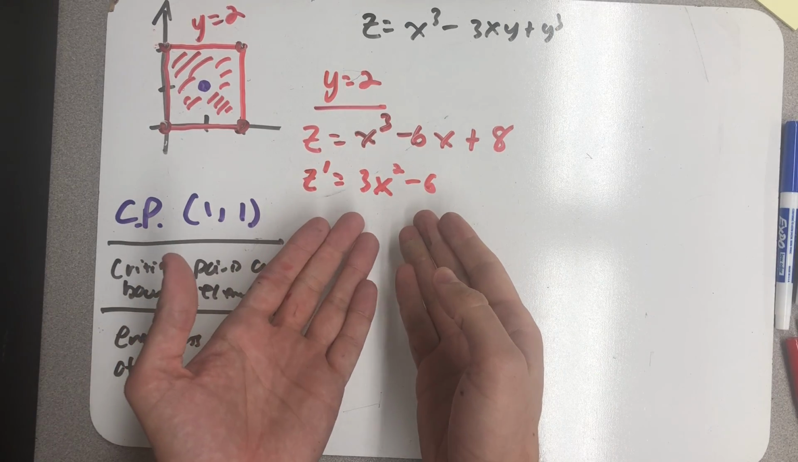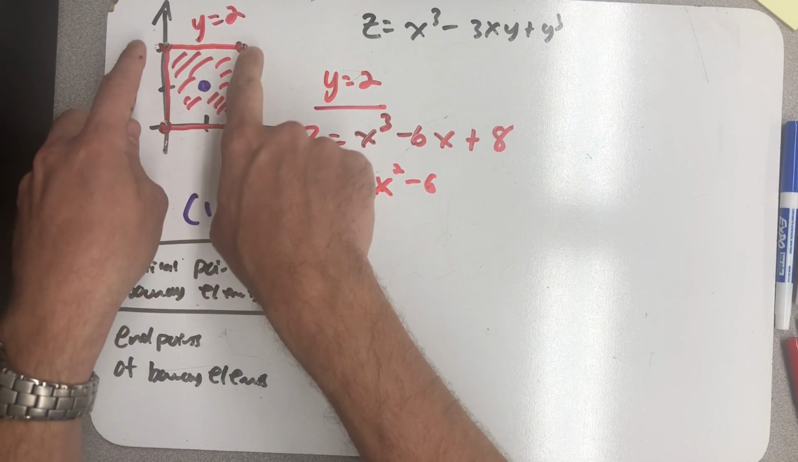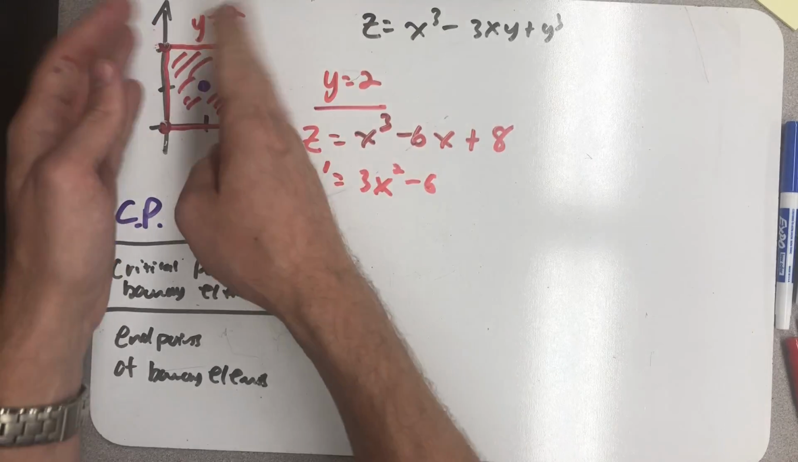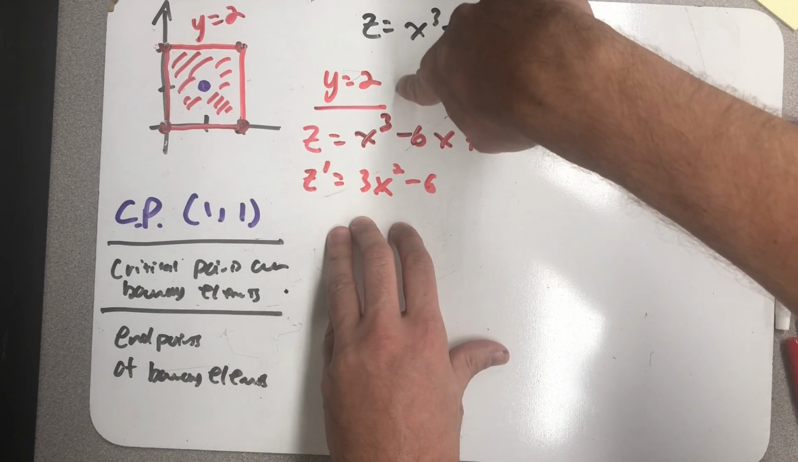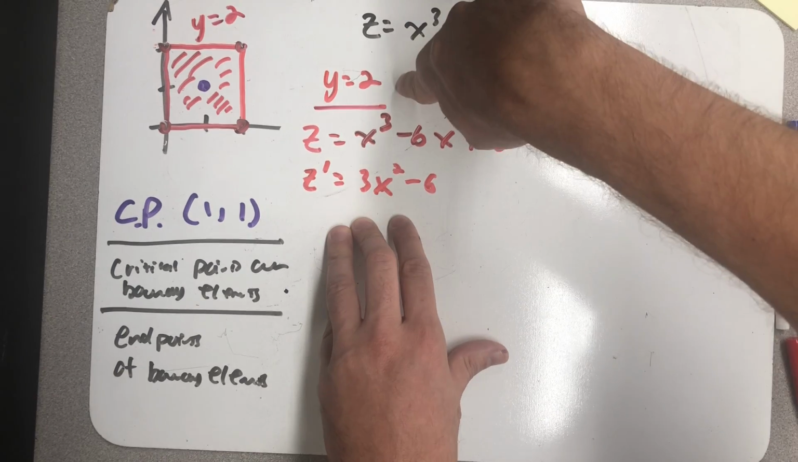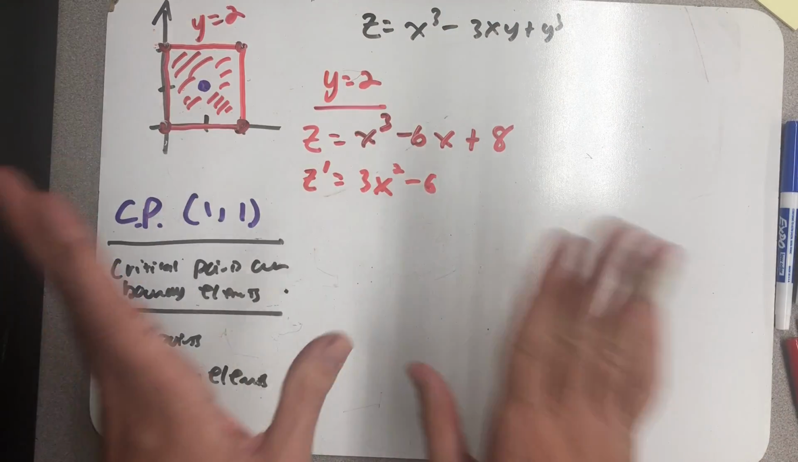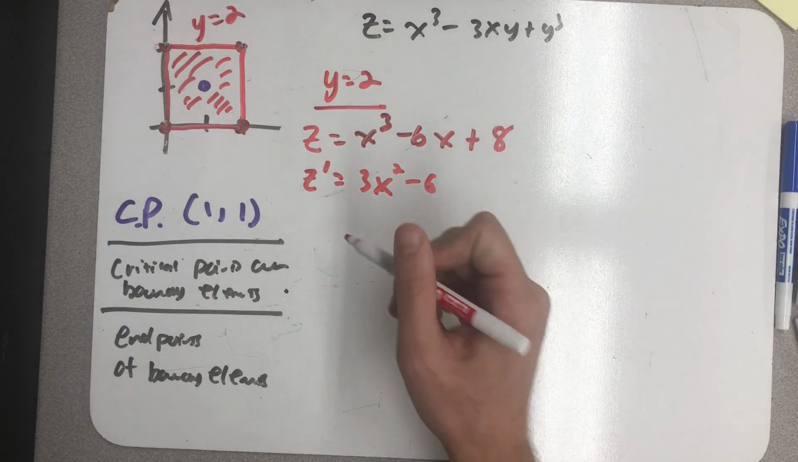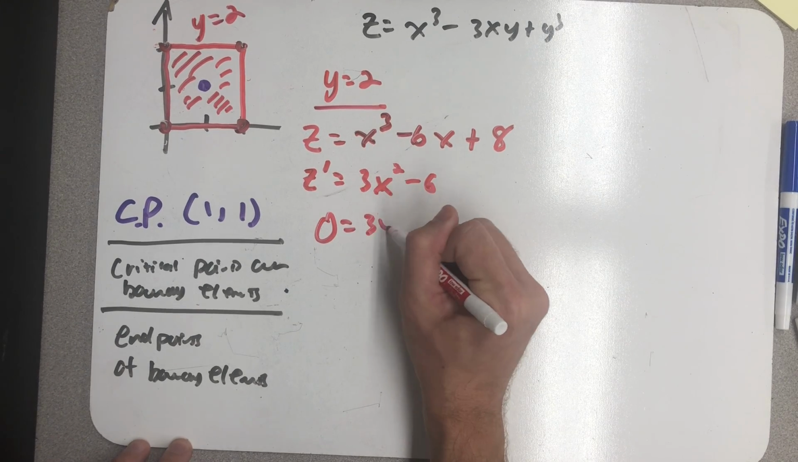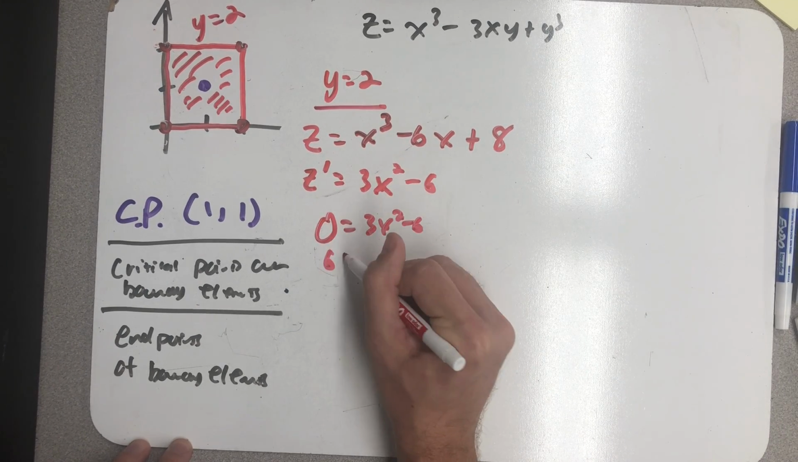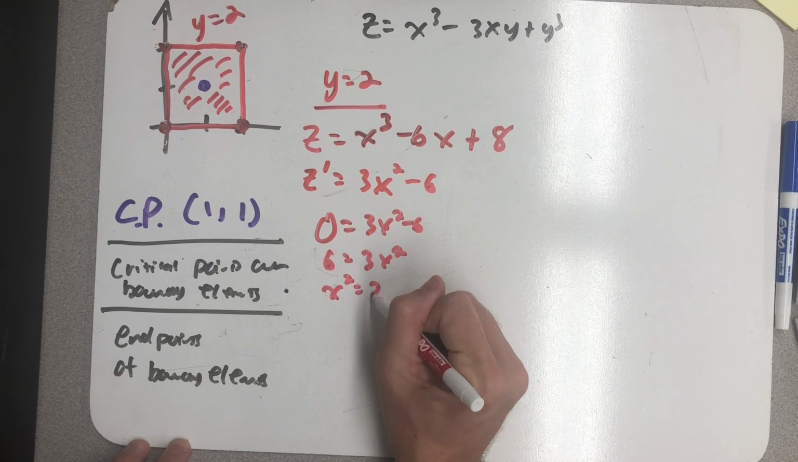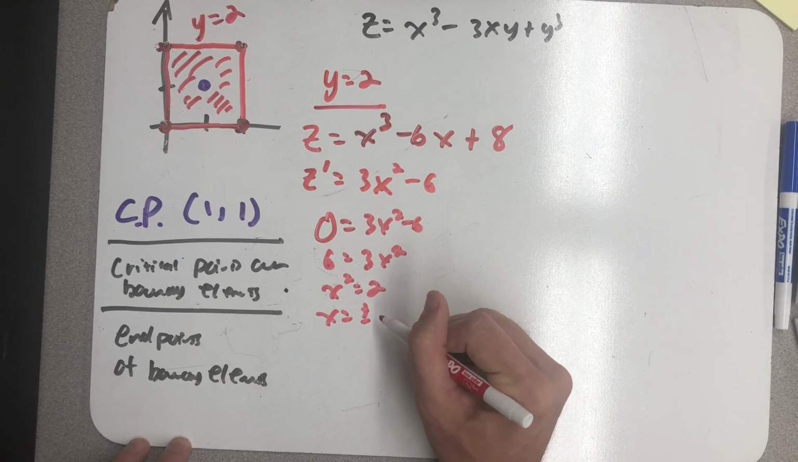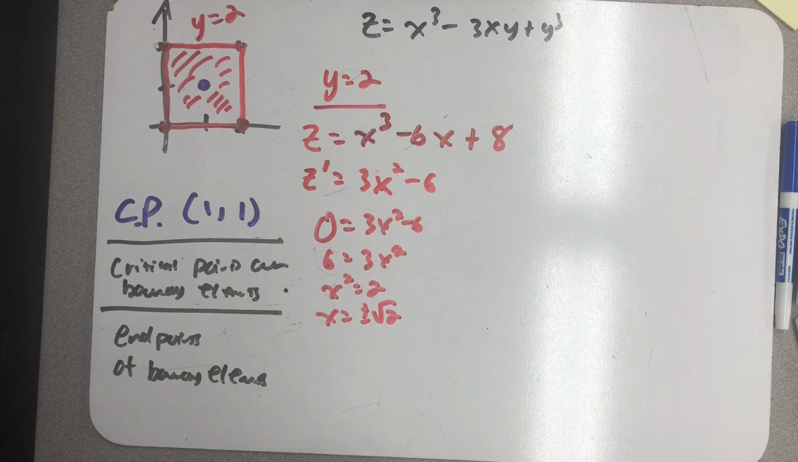If this has critical points, it would be where I have mins and maxes on this particular function. This is really a partial derivative because I fixed y to be 2. Because I'm just imagining living in that plane, I'm just going to call it z prime. 0 equals 3x squared minus 6. 6 equals 3x squared. x squared is equal to 2, so x is either plus or minus root 2.